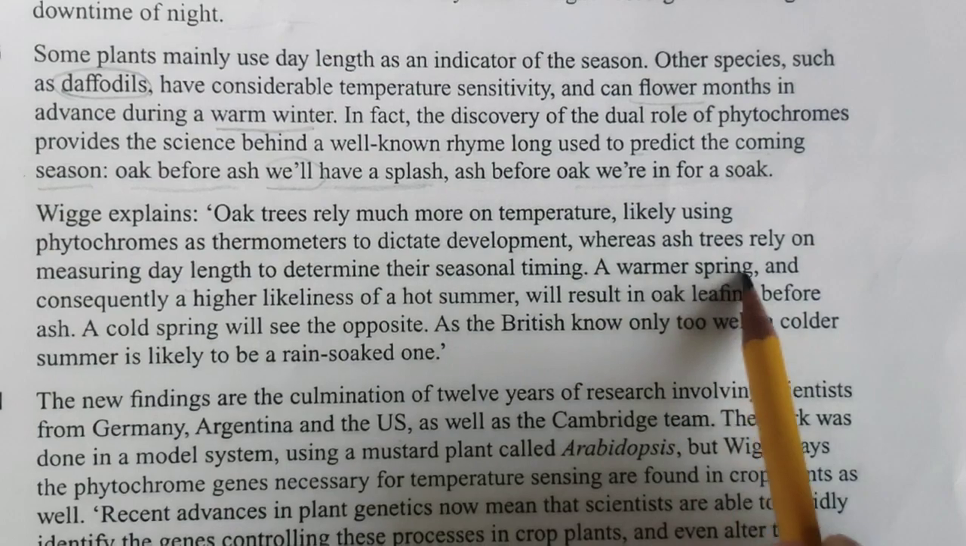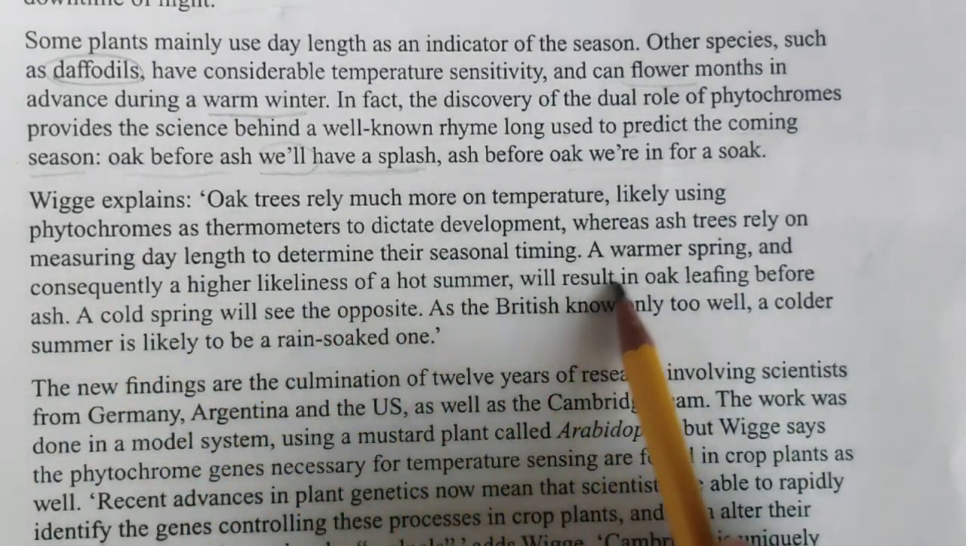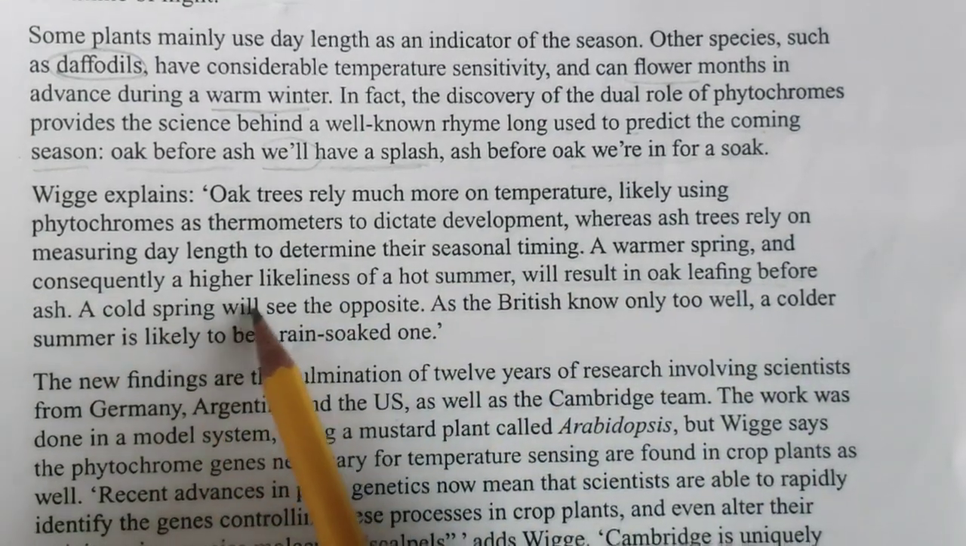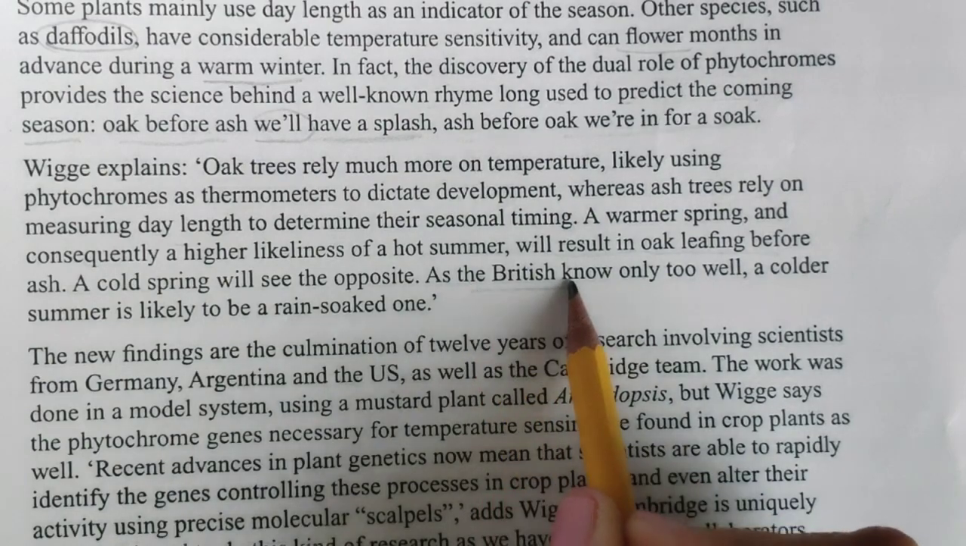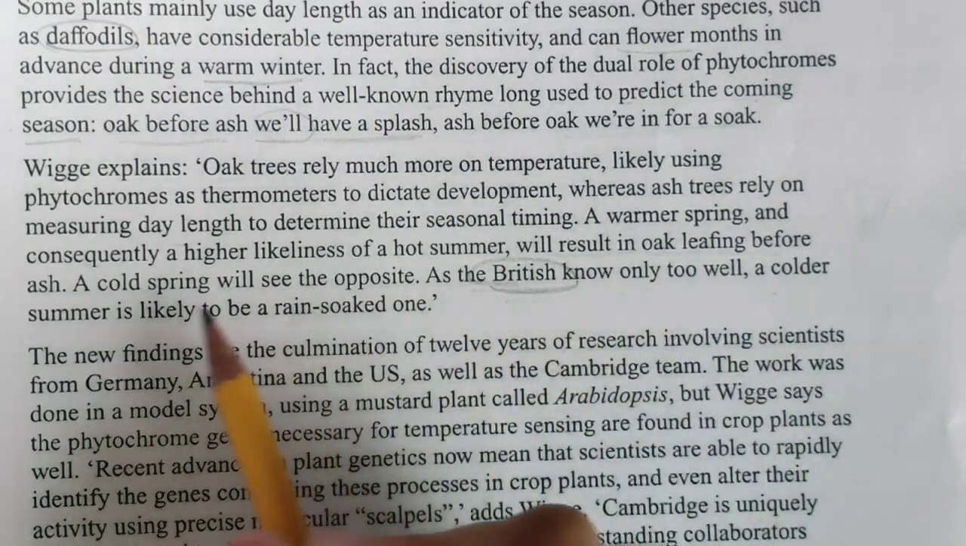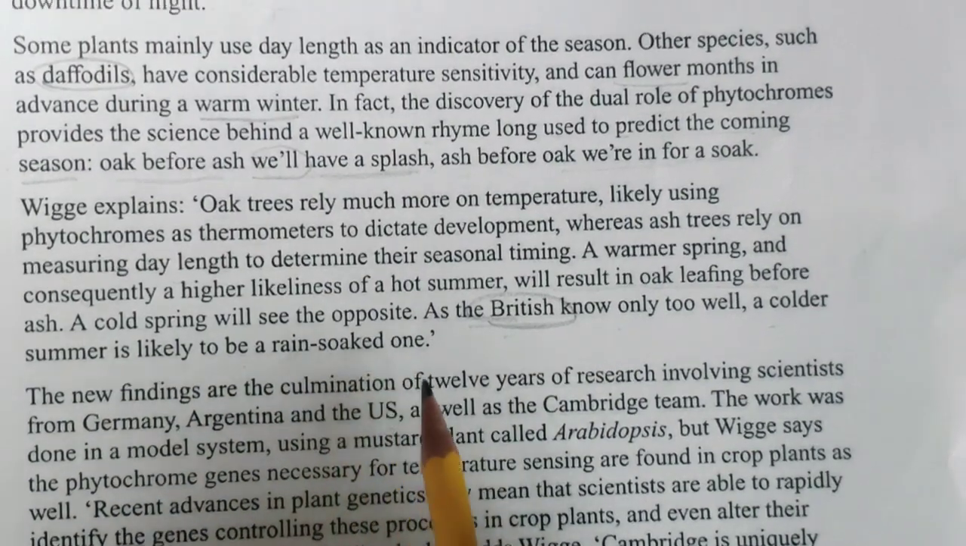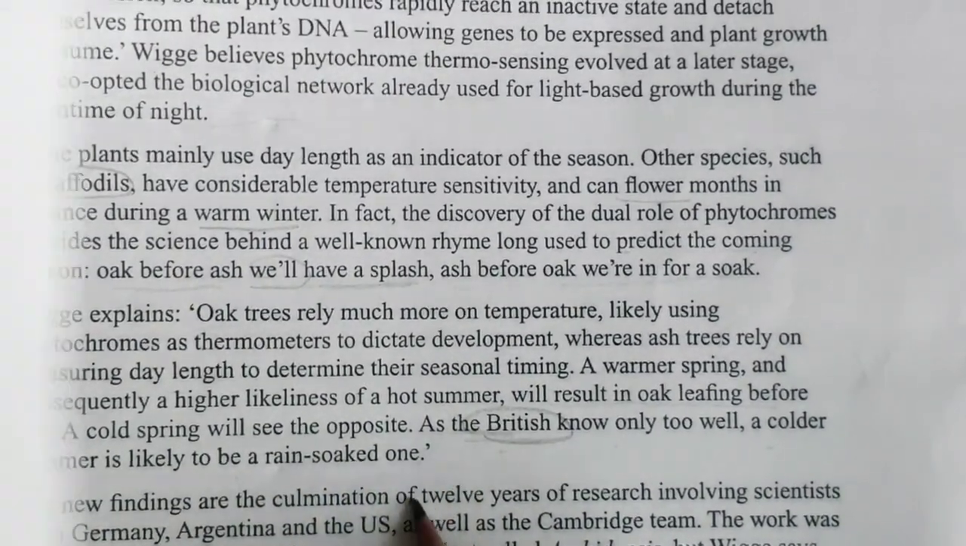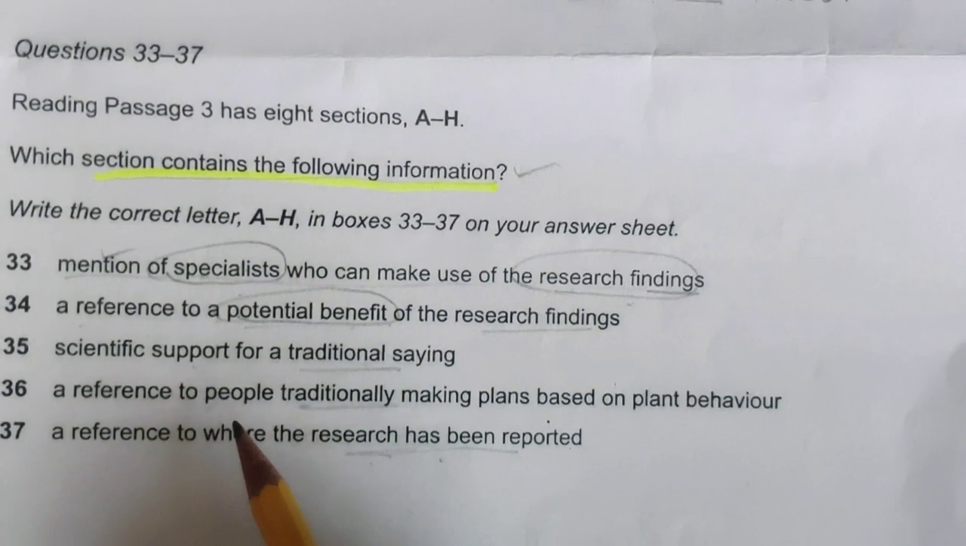rely on day length. A warmer spring consequently will result in oak leafing before ash, while a cold spring will see the reverse. As the British know only too well, a colder summer is likely to be rain soaked. So here is something we can match.